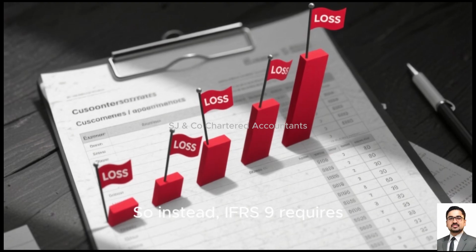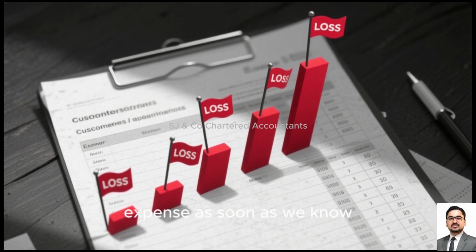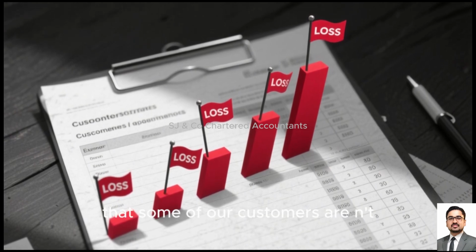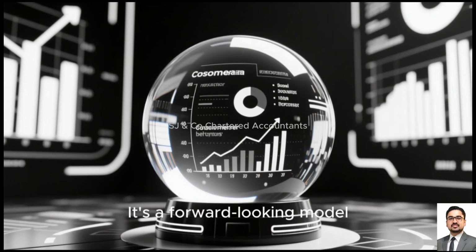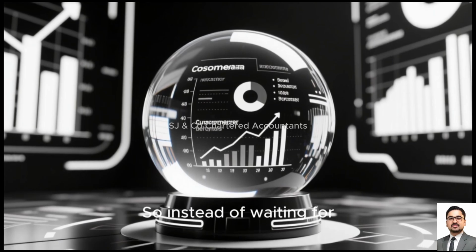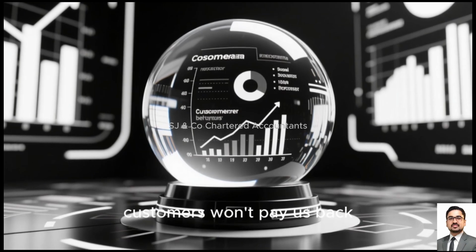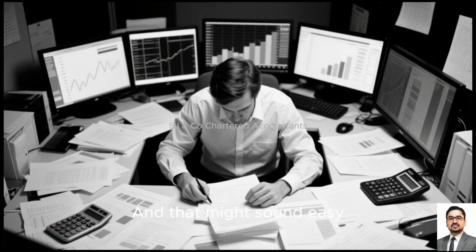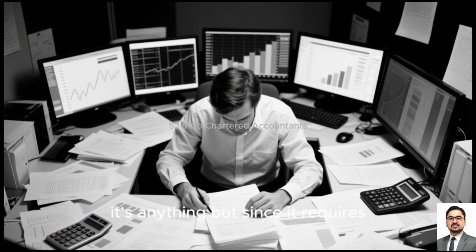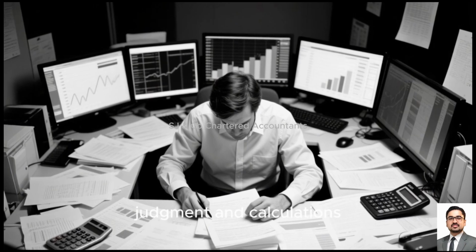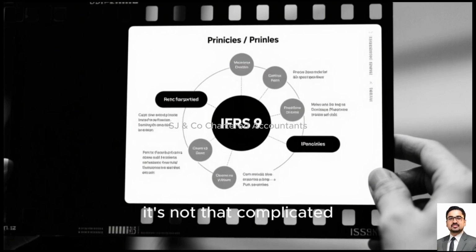We should be more proactive. So instead, IFRS 9 requires us to recognize credit losses as an expense as soon as we know that some of our customers are not going to pay us back. It's a forward-looking model. So instead of waiting for borrowers to default, we can anticipate how many of our customers won't pay us back. And that might sound easy, but in reality, it's anything but, since it requires loads of data, judgment, and calculations. But once you understand it, it's not that complicated.